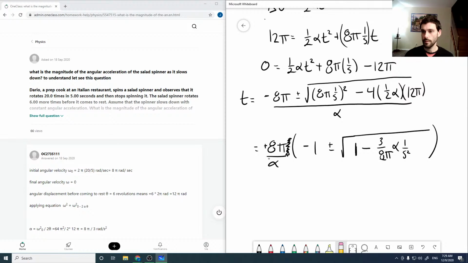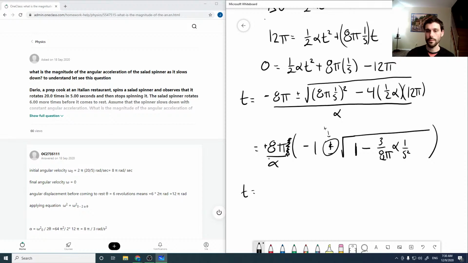And so this alpha will cancel with this per second squared, making that unitless. The 1 will be unitless, and this will actually be, yeah, okay. So that looks good. And now time can't be negative, so the plus solution is the only one here that matters.